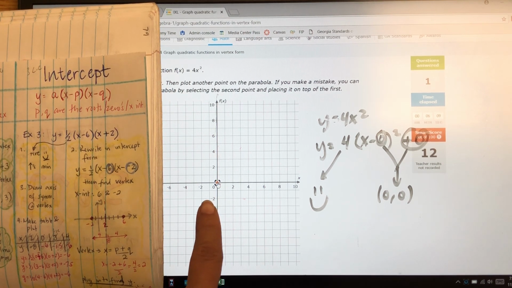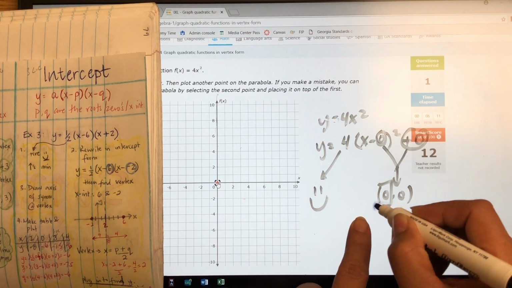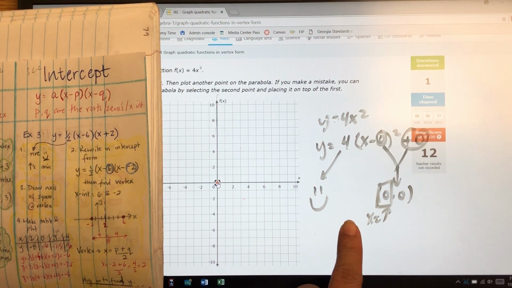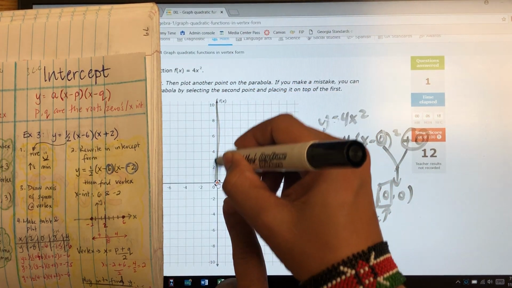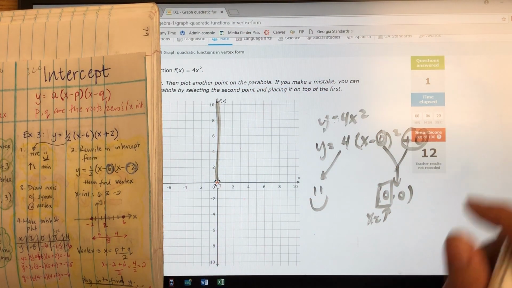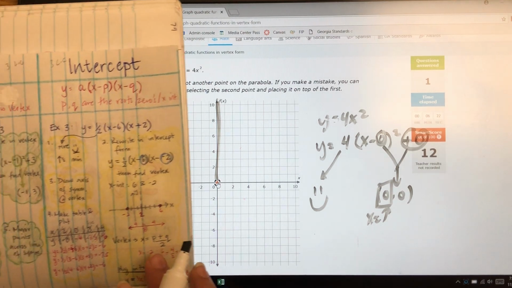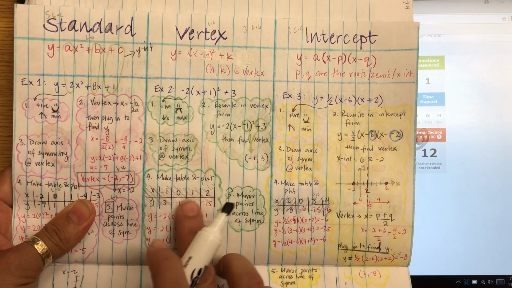0, 0 is my point. My axis of symmetry is always x equals that. So that means I would be drawing a line up and down right here. IXL is going to do it for you, but you still need to get in the habit of doing it. Draw the axis of symmetry, then make a table and plot.